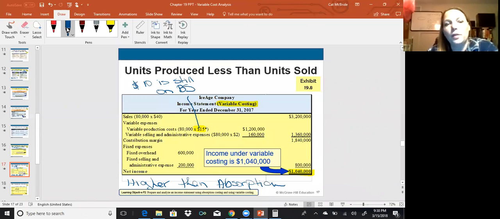This income is higher than absorption costing because with absorption costing, that $10 has been expensed. And with variable costing, the $10 is still on the balance sheet. So we're claiming less expense related to the production and the sale. So if the units produced are less than the units sold, then the income using variable costing will be higher than the income using absorption costing.